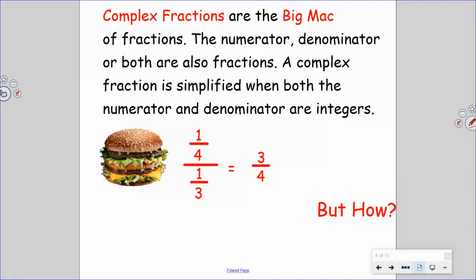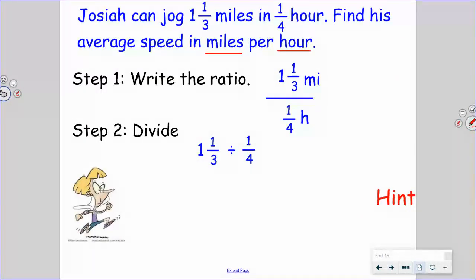Complex fractions, we call them the Big Mac of fractions because, like a Big Mac with 2 patties of hamburger, the numerator and denominator are both fractions. Now, it's kind of complex. It can be simplified, though. After all, who wants a fraction inside of a fraction? 1/4 of 1/3, 1/4 split up into thirds, is actually 3/4. The question is, how do you do it? So we take a look.